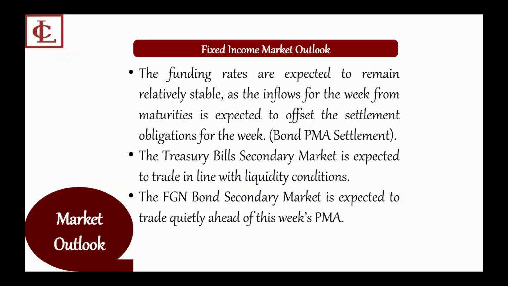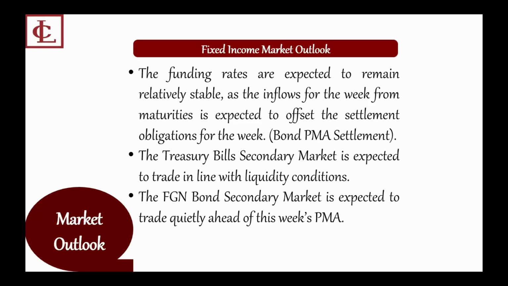Looking ahead, funding rates are expected to remain relatively stable in the near term, while markets will absorb settlement obligations arising from the FGN bond primary market auction. Anticipated inflows from maturing instruments are expected to provide adequate liquidity support. As a result, money market rates should remain largely range-bound, barring any significant liquidity shocks.